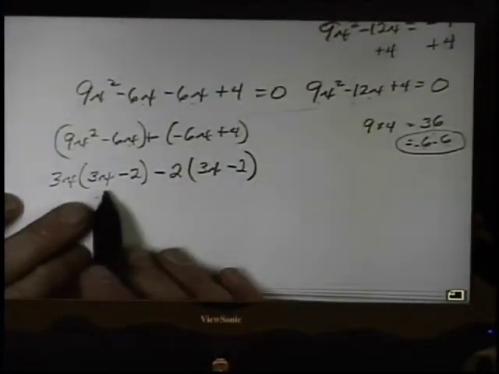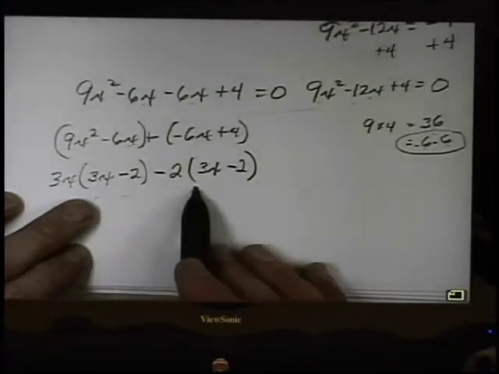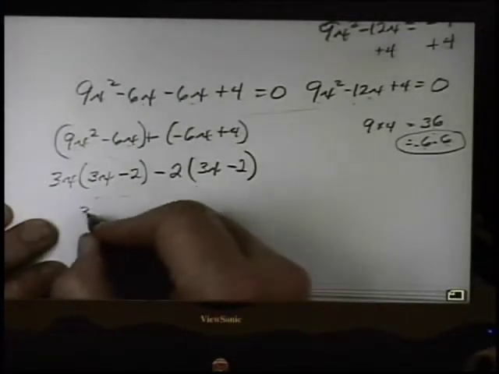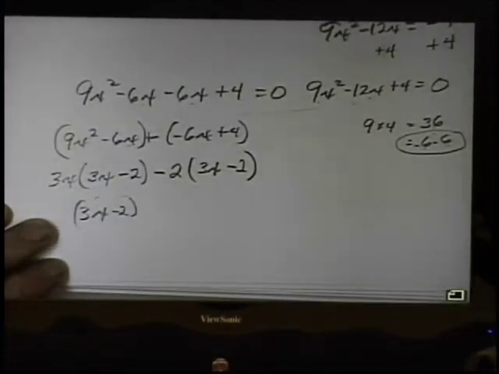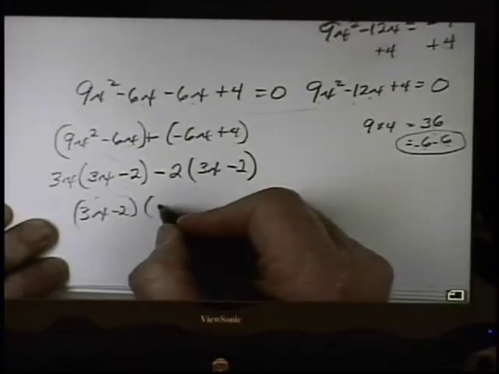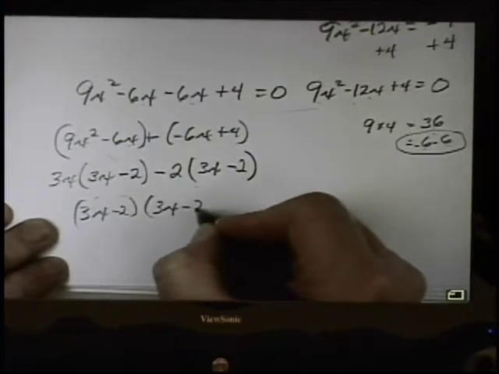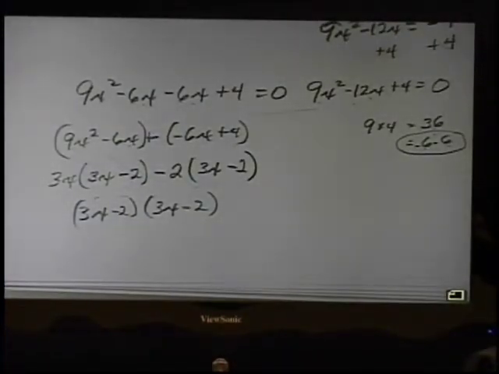Now look, I have a 3x minus 2 in each of these, so I can factor that out. And I get 3x minus 2 times 3x minus 2. I should have seen that. It's just a square, right?